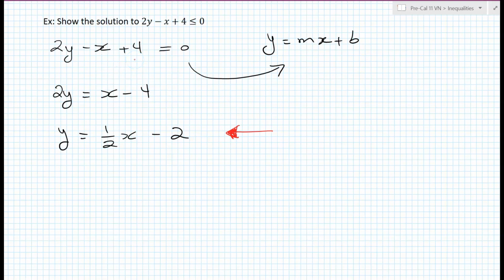Great. Now you're going to graph this. Simple as that. You know the y-intercept. That's your y-intercept, that's your b right there. And the slope is right here. That's the slope, that's your m. So go ahead and graph this and come back.